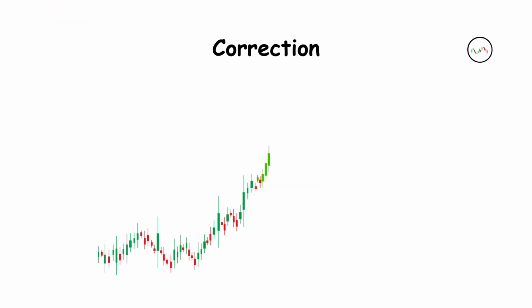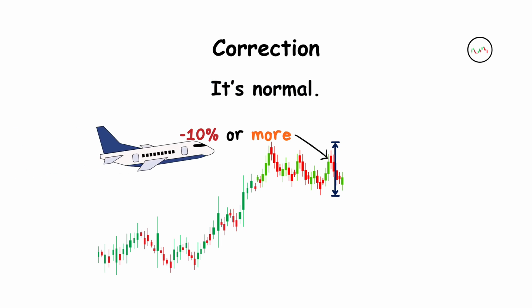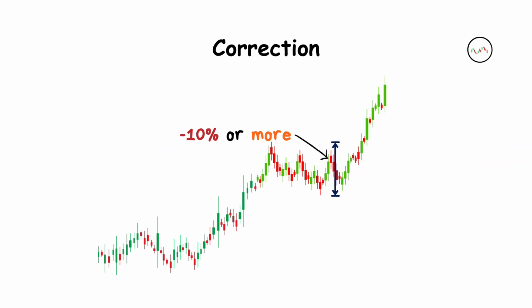Correction. A correction is a short drop of at least 10% in prices. It's often temporary and seen as a normal part of markets. Corrections can also create buying opportunities for investors.